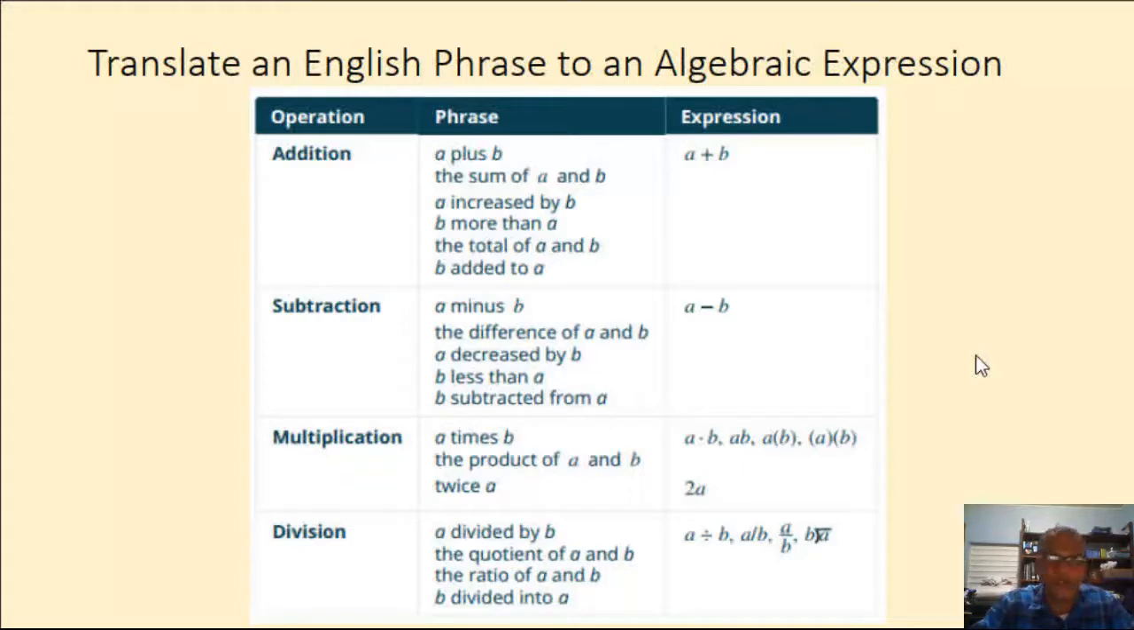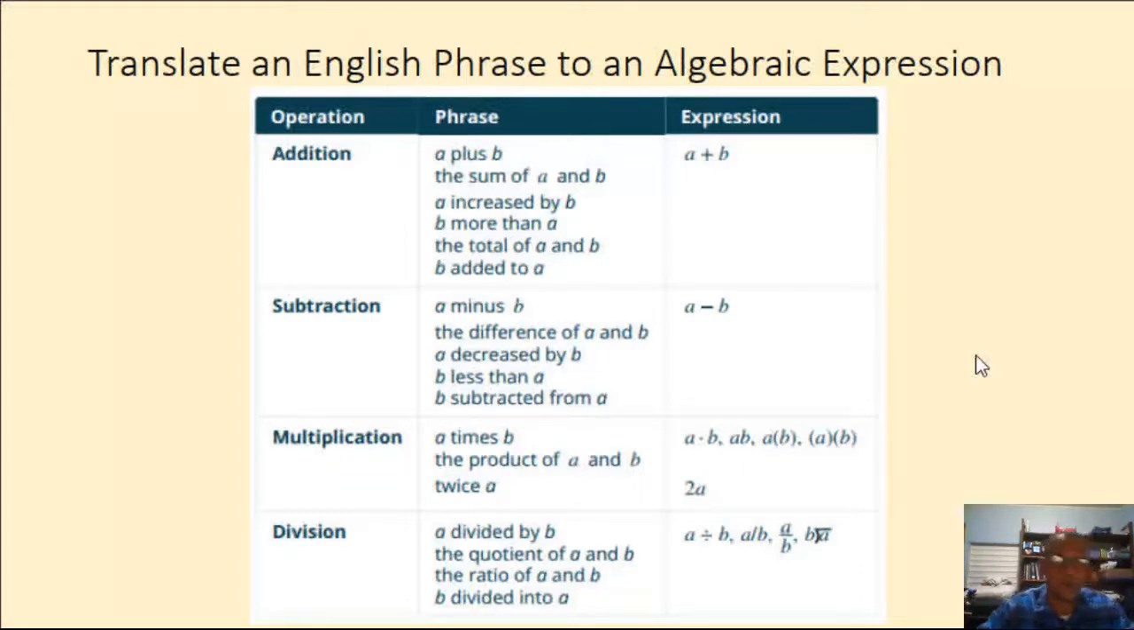How many ways can we say addition? Sometimes you're given a problem and you are not told explicitly to add two things, but just from the language you know that you need to add these things. So for example, you can hear things like a plus b, the sum of a and b, but you may also be told that a is increased by an amount b, or b more than a. The new amount is b more than a. The total of a and b, added to a.